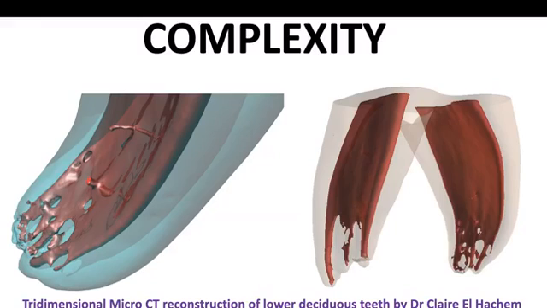And see how complex the system is. These are images actually from deciduous teeth, not permanent teeth. These images were done from micro CT, from a study that my wife did. And you can see on deciduous teeth how there is anastomosis, how complicated is the anatomy. And it's exactly the same when we are working on permanent teeth also.